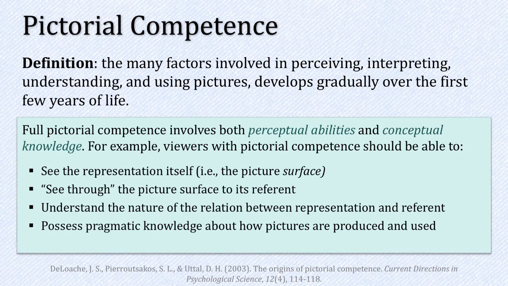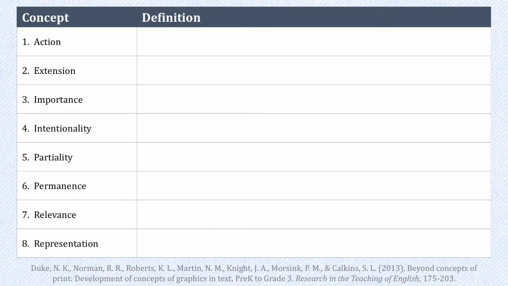So for example, in the previous pictures, those infants seeing pictures of bottles eventually should understand that that's a picture of a bottle, not a real bottle, and that it is a symbol that refers to a bottle in the real world. Thirdly, children with pictorial competence should understand the nature of the relation between the representation and the referent, and they should also possess pragmatic knowledge about how pictures are produced and used in society. Of course, these are all skills that develop gradually over time. Now, I share all of that with you to share these 8 concepts about graphics, and I'd like to walk through these one by one.